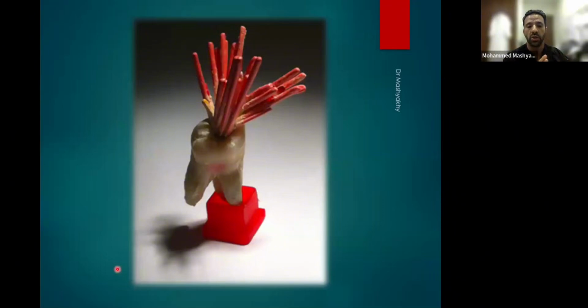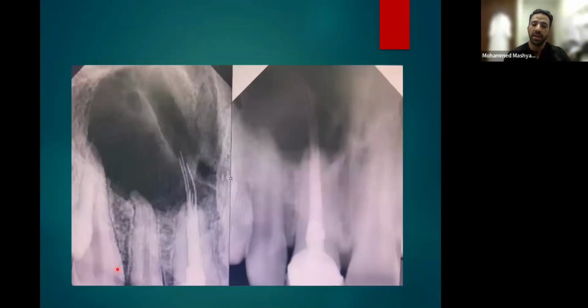So now let's focus on the obturation part. A case like this, for example, came to my clinic with a big lesion and this beautiful obturation. If this is in your clinic, what should you do? Will you do retreatment? Will you do extraction? Can somebody answer me in the message?